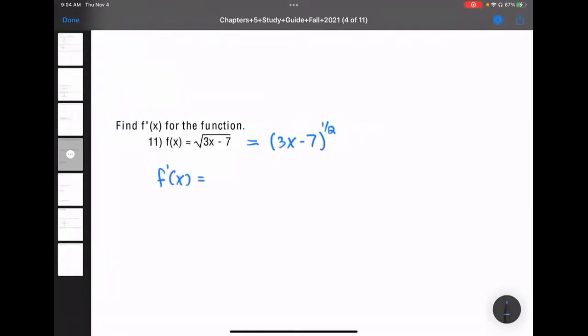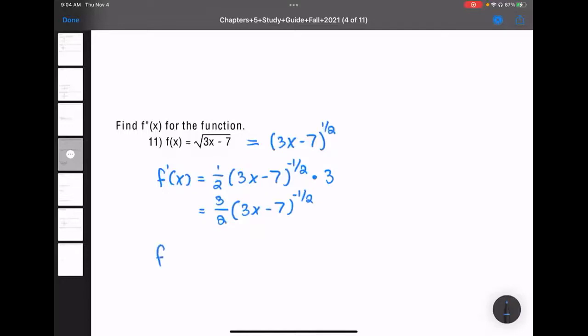Okay, so for the chain rule, you bring down your exponent, leave the inside alone. You subtract 1 from the exponent, and now you do times the derivative of the inside. The derivative of 3x minus 7 is simply 3. So then we have the equation, okay, so that's your first derivative.